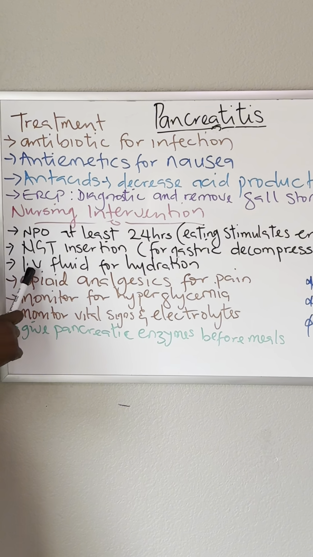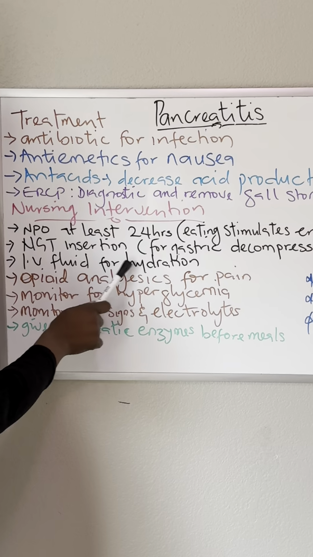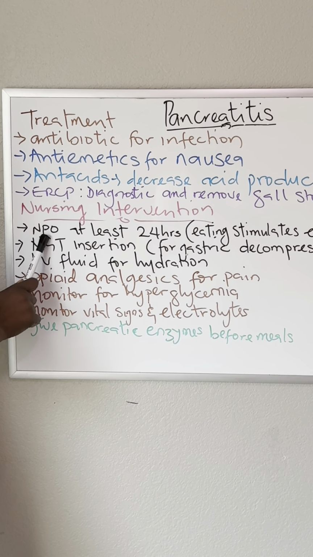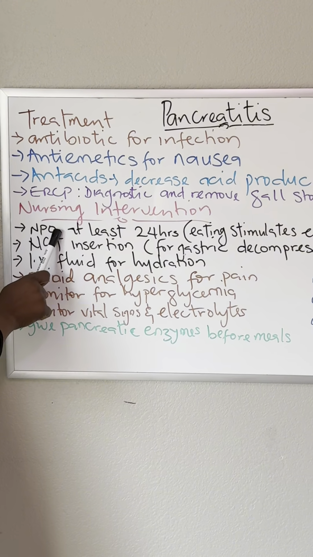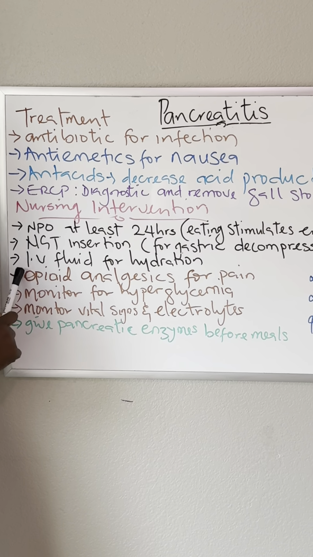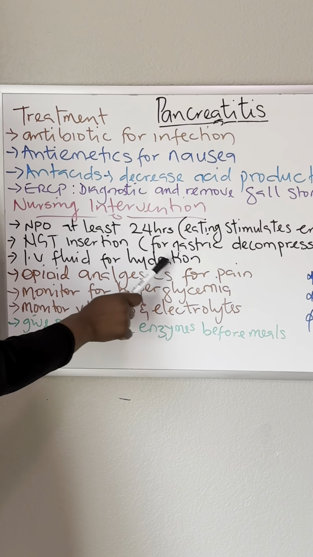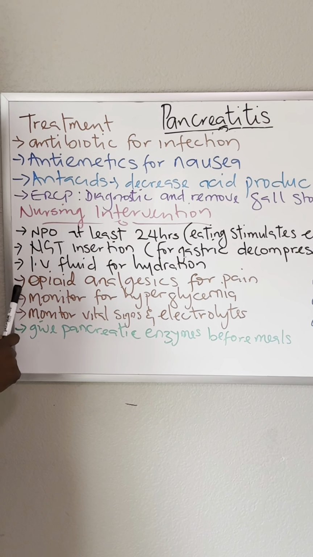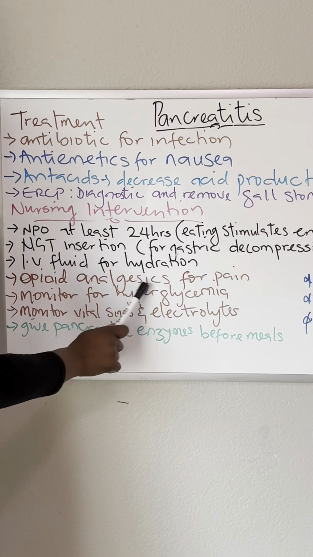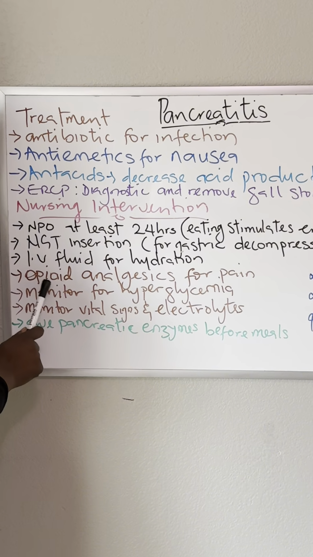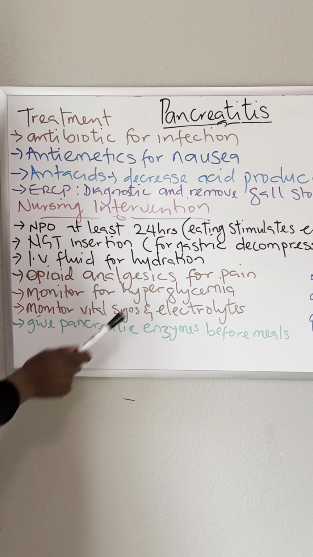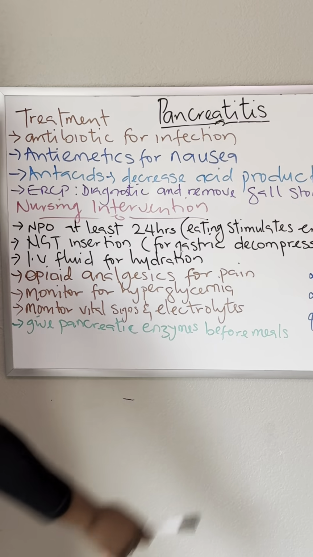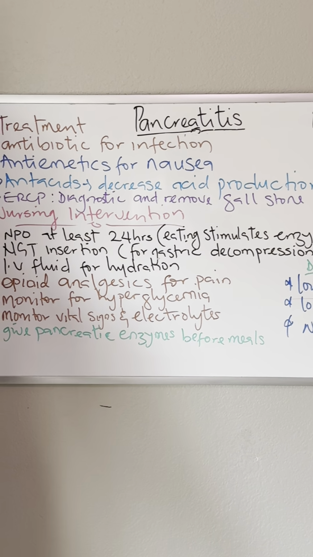Third, we need to give the patient IV fluid for hydration, because the patient is going to be on nothing per mouth, which is NPO. We need to give the patient IV fluid to help hydrate this patient. Then we'll move on to opioids to help control pain. So you give the patient an opioid analgesic to help control the pain, because the patient will be in severe pain.